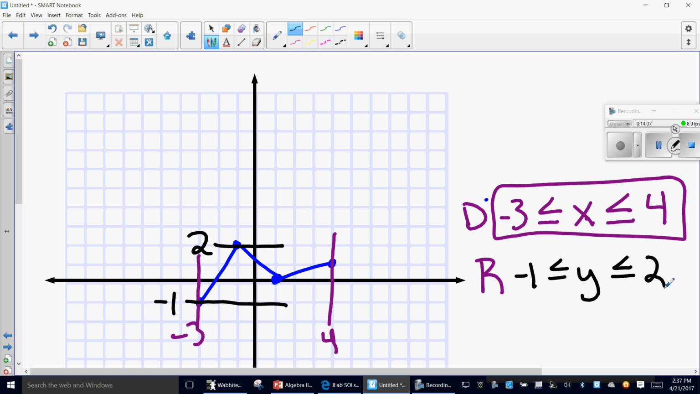Very good. And you'll use these same symbols. And I love that she said y. Why did she say y? Because it's range. If it's domain, you use the variable x. If it's range, you use the variable y. Okay? Any questions on that? So there would be your domain and range.